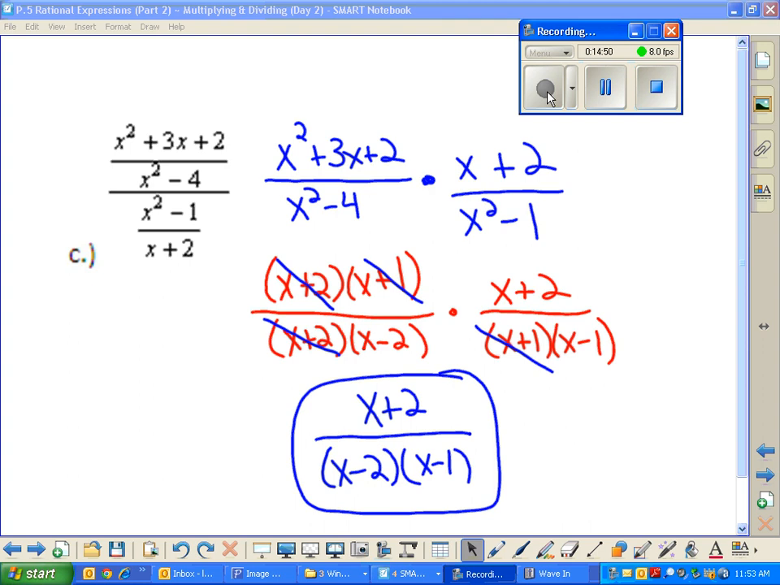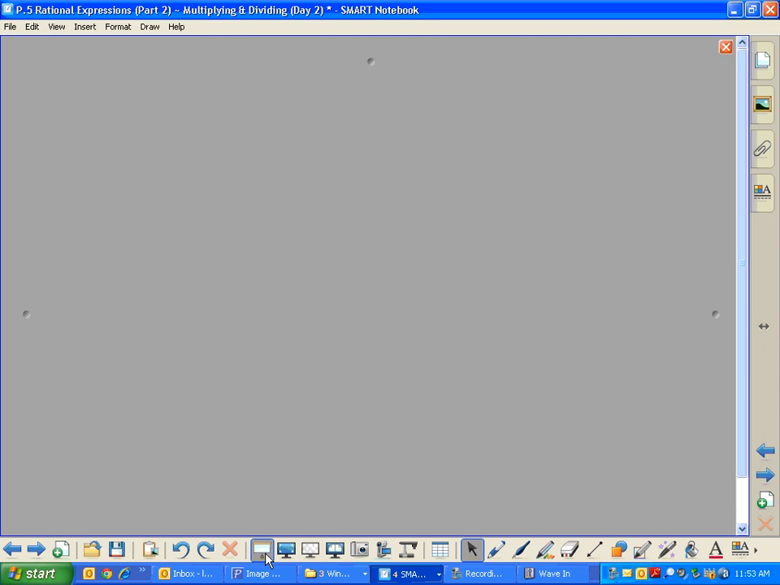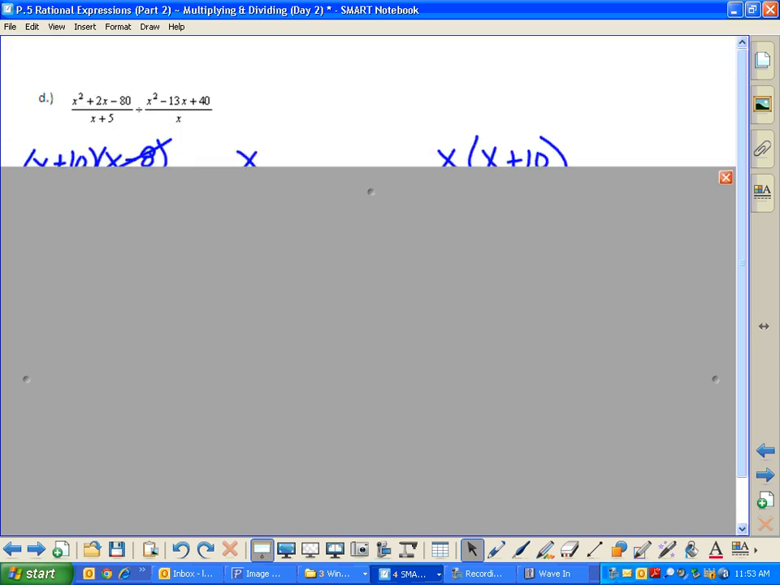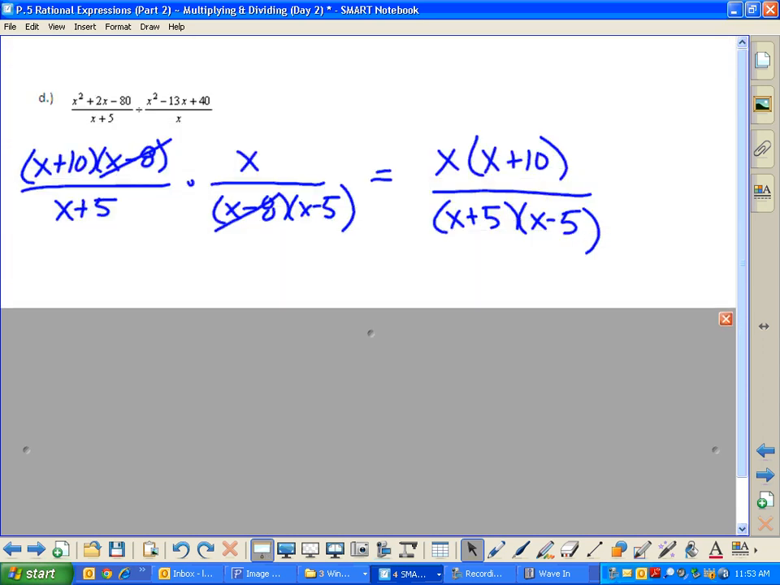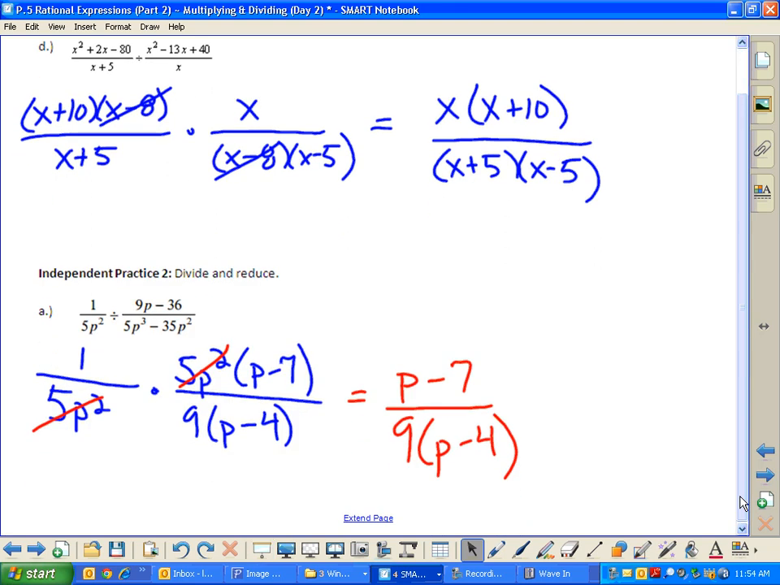You want to see part D, I would assume. Oop. I don't want to show you the independent practice yet. Sorry. So there's our answer to part D. Good with that? All right. And then you have that for your independent practice.